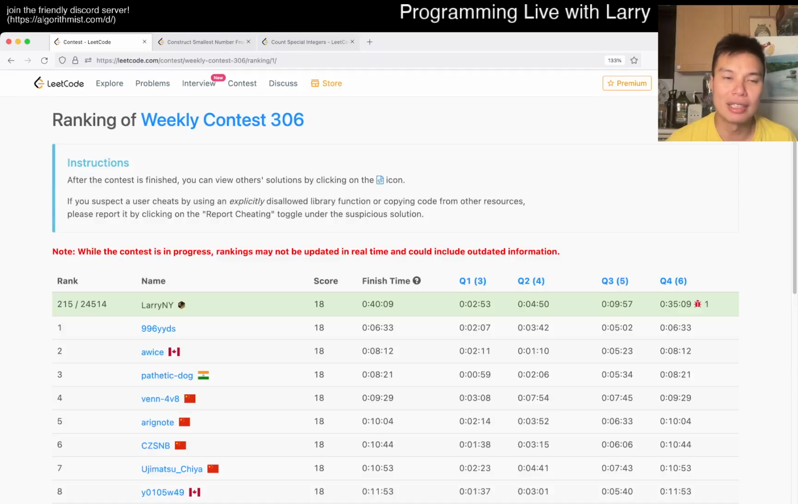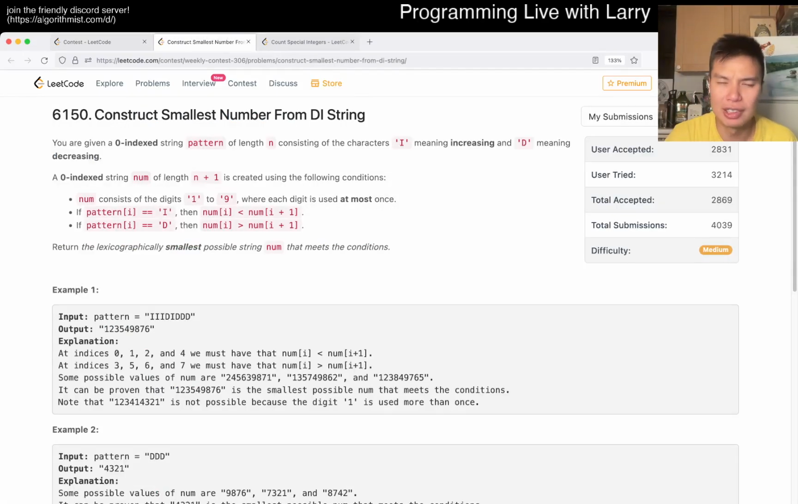Hey everybody, this is Larry, this is me going with Q3 of the weekly contest 306. Construct smallest number from DI string.